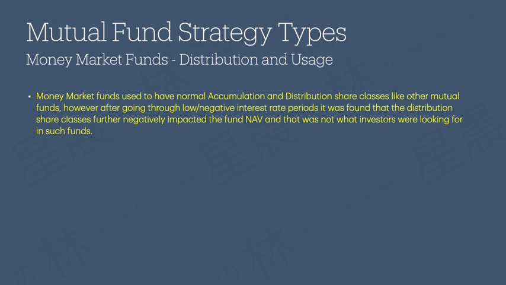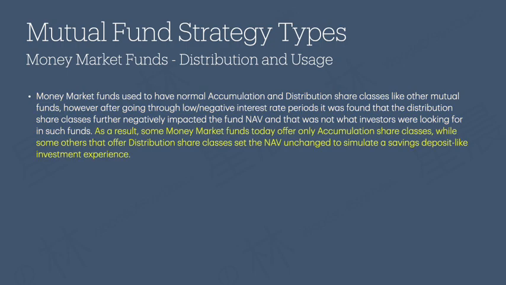However, after going through multiple rate change periods, a glaring problem arose, which was that during low or negative interest rate periods, money market funds that paid distributions suffered NAV losses that were too much for investors to stomach, as that was no longer similar to cash or savings deposits. As a result, fund providers adopted different approaches to tackle this problem.